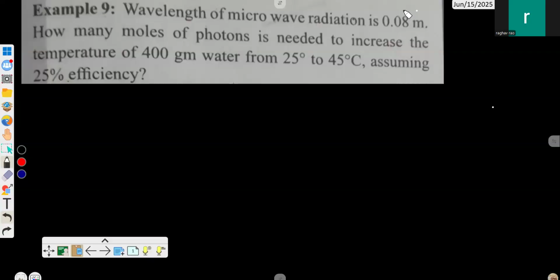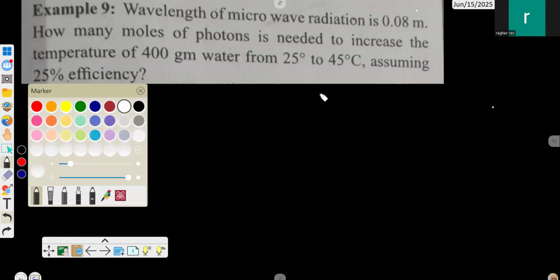So let us do this question. In this, the wavelength of microwave has been given, and how many moles of photons are needed to increase the temperature of 400 grams of water from 25 degrees to 45 degrees centigrade is asked, assuming 25% efficiency.